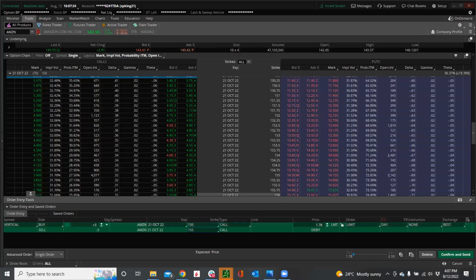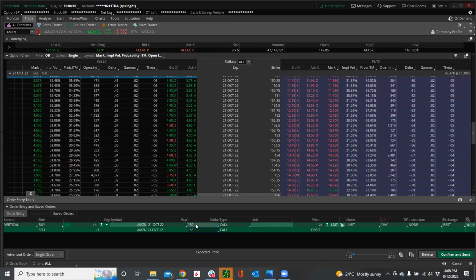My break even. When you're looking at break even, it is the lower strike price, which is 150, plus your cost. And again, I'm just rounding this up to $2. So when Amazon starts moving, my break even for this trade is 152. So when we go back and look at the chart, Amazon has to hit $152, the underlying, in order for me to break even on this debit spread.